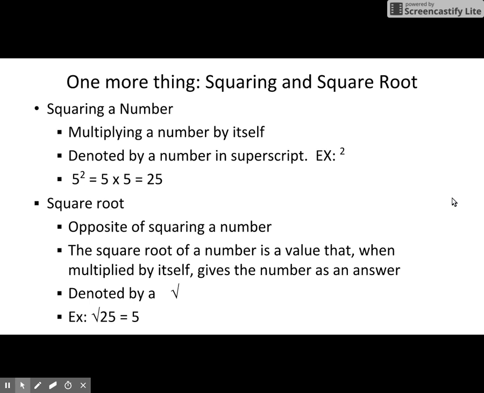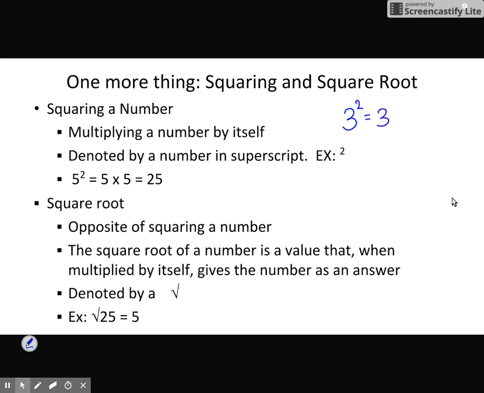One more thing, to have a quick understanding, when you square a number, you are multiplying a number by itself. So this is usually shown by a superscript or a number that is above itself. So here you have 5 squared, which is 5 times 5, which equals 25. If you have 3 squared, that's 3 times 3, which is the same thing as 9. 4 squared, 4 times 4 equals 16, so on and so forth.